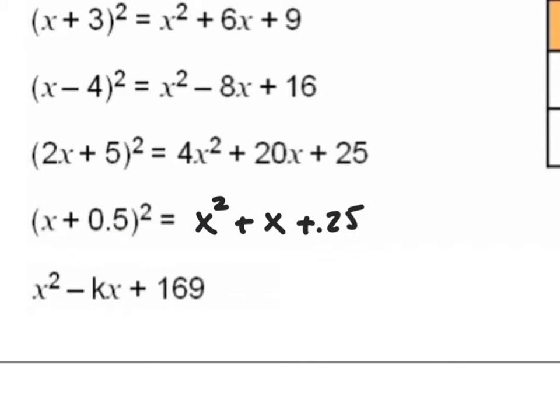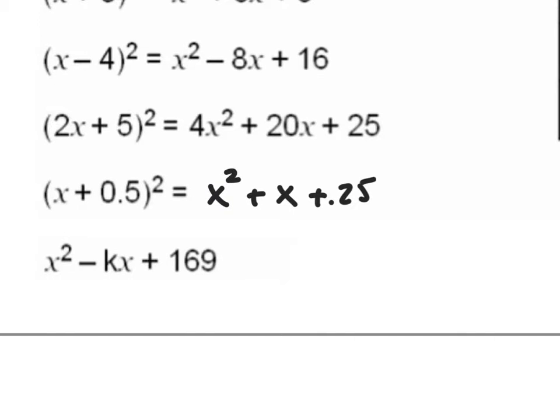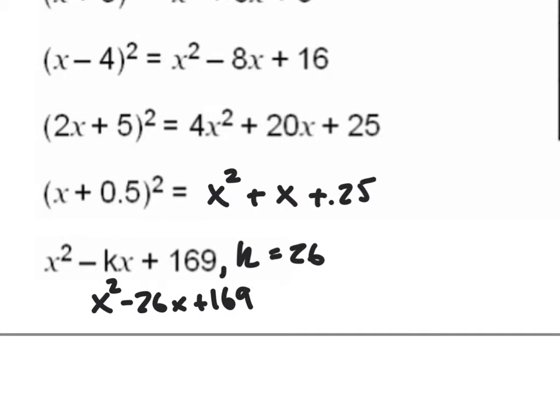And then the question over here is, what number would go here? If you had x squared minus k times x plus 169, k would have to be 26, because 13 squared is 169. So if you wrote it like this, x squared minus 26x plus 169, then that would end up giving us x minus 13 quantity squared.